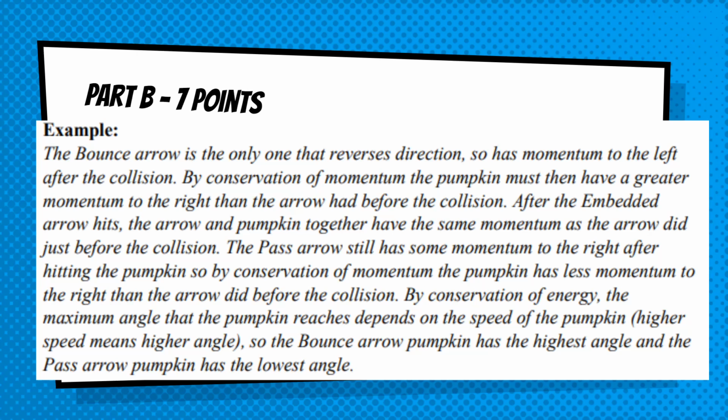By conservation of energy, the maximum angle that the pumpkin reaches depends on the speed of the pumpkin. Higher speed means higher angle. So the bounce arrow pumpkin has the highest angle, and the pass arrow pumpkin has the lowest angle. That response would earn full credit. Did you have to write it exactly like that? Of course not. But that has all the points in there, and it's pretty concise. So again, you don't have to write 3 paragraphs. Try to shorten that down and practice writing a little less so that you save yourself some time as well.